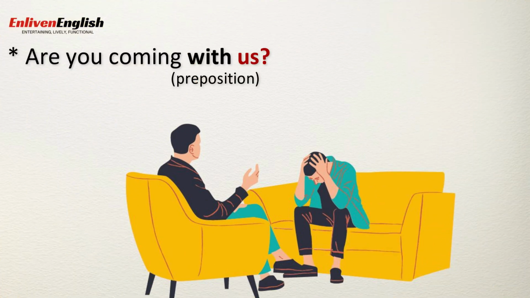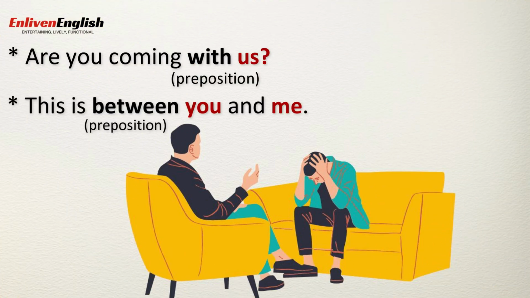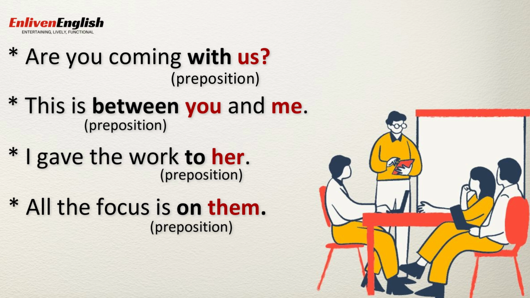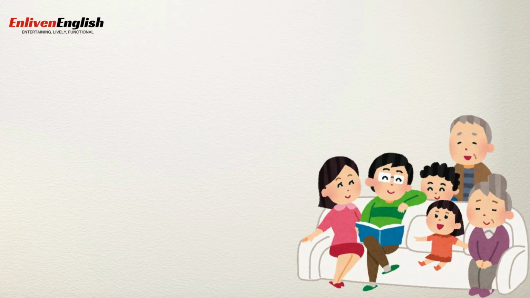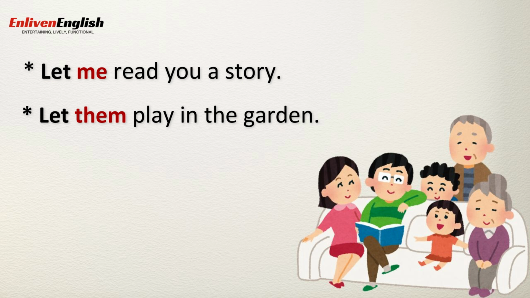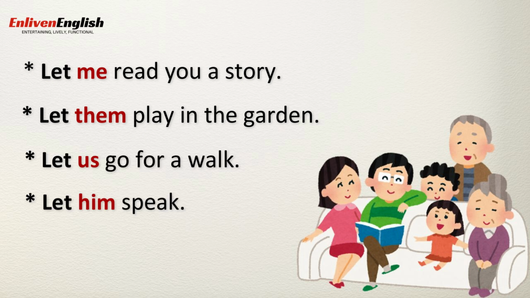Are you coming with us? This is between you and me. I gave the work to her. All the focus is on them. Now let's have a look at some sentences with verb let. Let me read you a story. Let them play in the garden. Let us go for a walk. Let him speak.